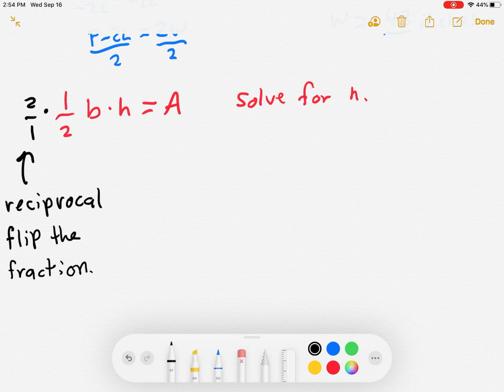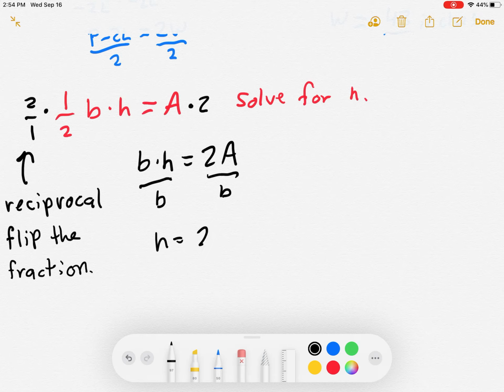So in this case, if we multiply one side by 2, we must multiply the other side by 2, giving us base times height equals 2 area. If we're going to finish solving for h, we divide both sides by b, giving us h equals 2a over b.